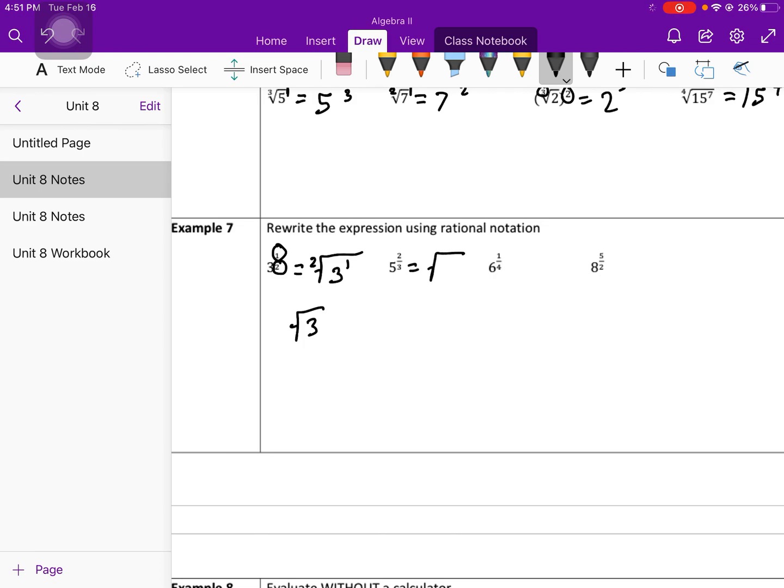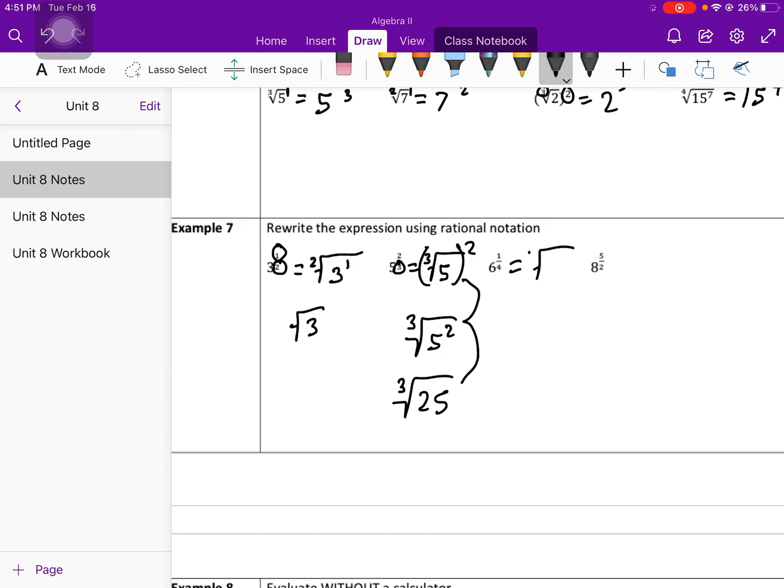This one would be radical. The index is going to be the 3 because that's what's on the bottom, and then it's going to be 5. And you could do it one of two ways. You could put the square on the outside, or you could put the square on the inside. Or you could actually just square 5, which would be 25. All 3 of these are technically acceptable.